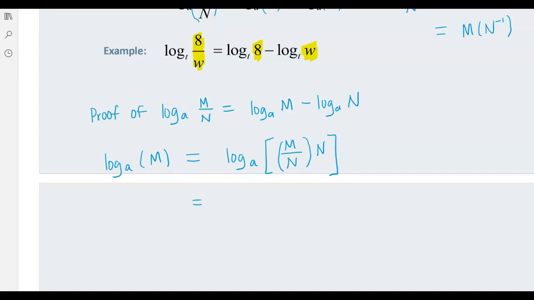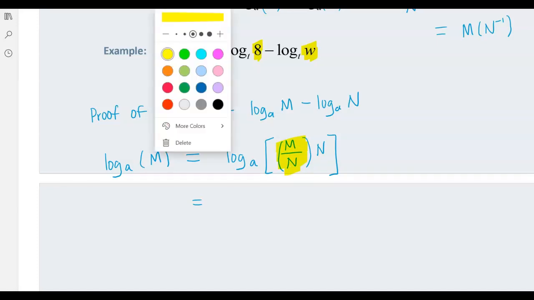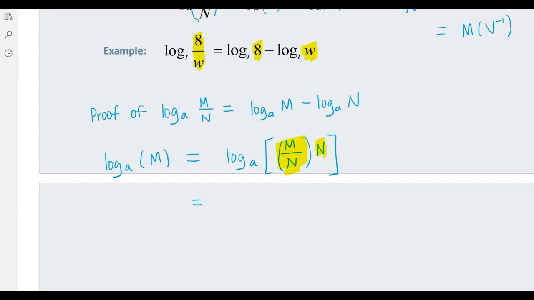I have a product now, right? I've got this number being multiplied by this number. So I'm going to separate them. So I'll write this as log base a of m over n plus log base a of n.